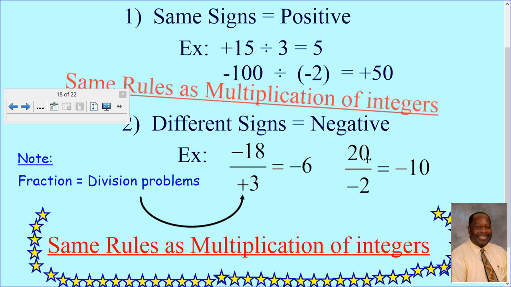Here we have 20 divided by negative 2. The 20 is automatically positive because we don't have to write it, but 20 divided by 2 is 10, and the signs are different, and that gives us a negative. So different signs equal negative. It's easy to remember the rules for division of signed numbers because they're the same rules as multiplication of integers.